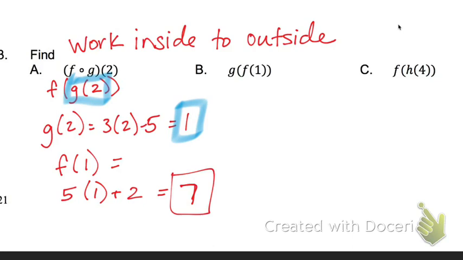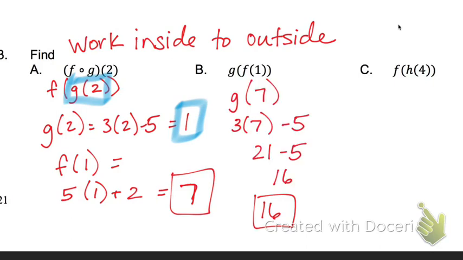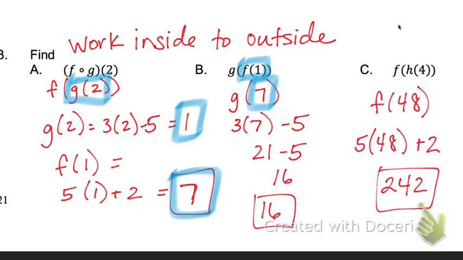Okay. So try B. Gonna give you the answer. So with B, we already found, we work inside to outside, so f of 1 we found here was 7. Helping you out by giving you some that we've already done. So I replaced it with 7. G of 7, 3 times 7 minus 5, which gives me 16. Okay, try C. You're gonna get a kind of big number. Oh, no. If you just leave it as the substituted version, I won't make you find it by hand. Okay, are we okay with C? Just getting easier? The more practice you have with it, the easier.